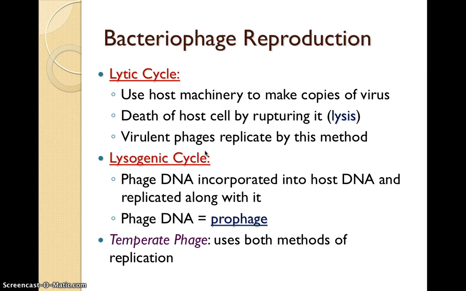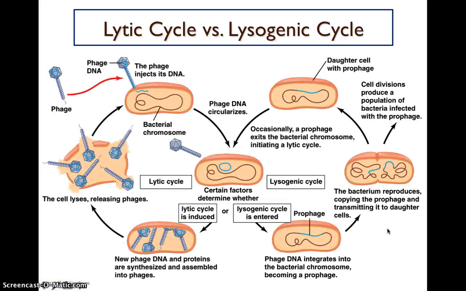Okay, so these two cycles are often used interchangeably in some of the phages. For example, the temperate phage actually uses both methods to replicate itself. So this is the difference between lytic cycle and lysogenic cycle. In the lysogenic cycle, as you can see, after the bacteriophage injects its DNA, the DNA actually fuses with the host cell. And then as it produces more daughter cells, it will also copy this viral DNA as well. So after this production, instead of one infected cell, now you have two, and so on and so forth with exponential growth.